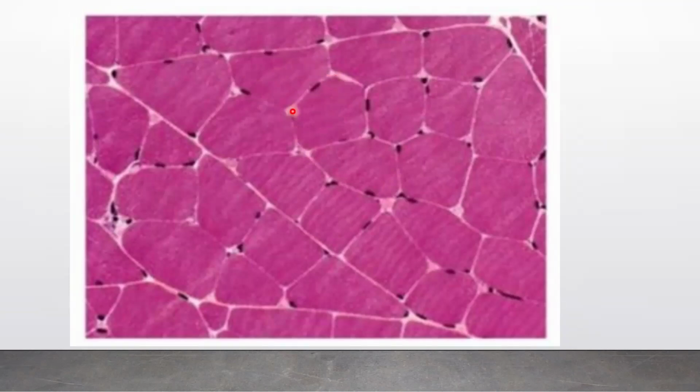The most important thing for us to appreciate is, first of all, the endomysium covering a muscle fiber, and then the nuclei found on the periphery, and the multinucleation is also present at this level. Then you can also appreciate the presence of blood vessels in between the various muscle fibers.